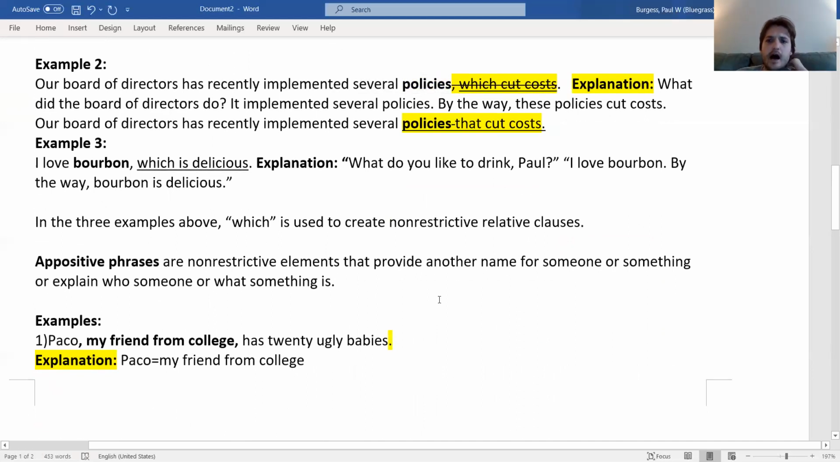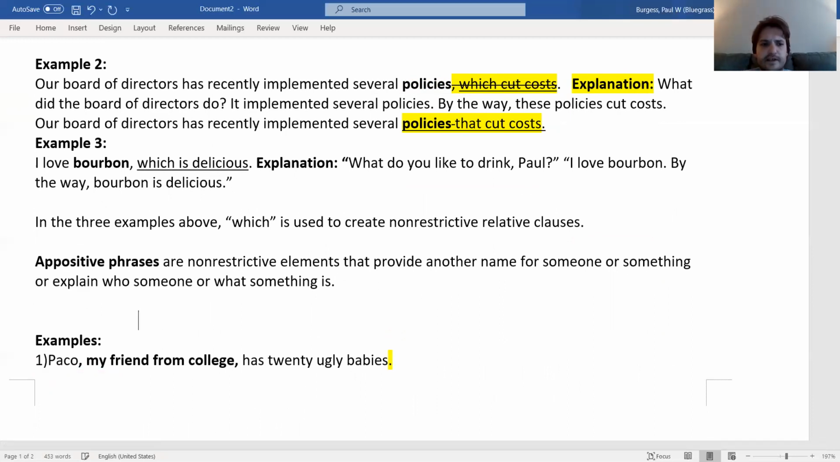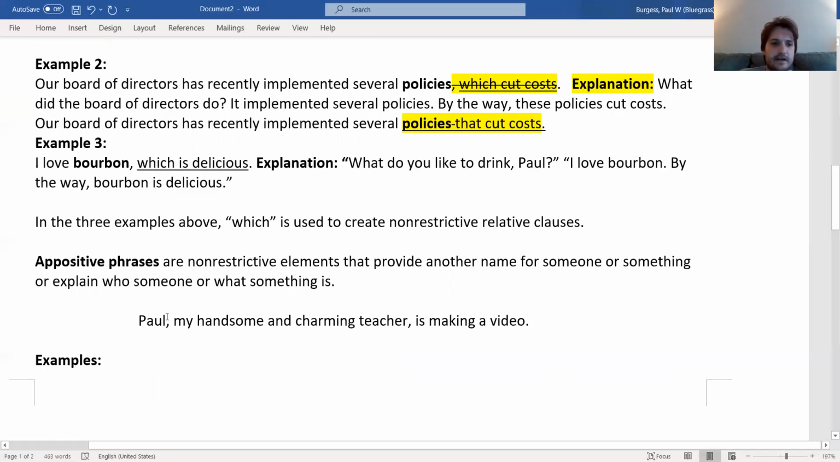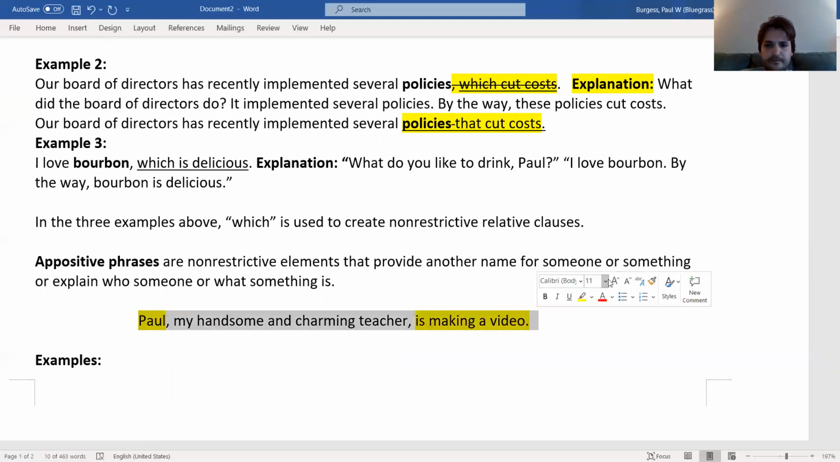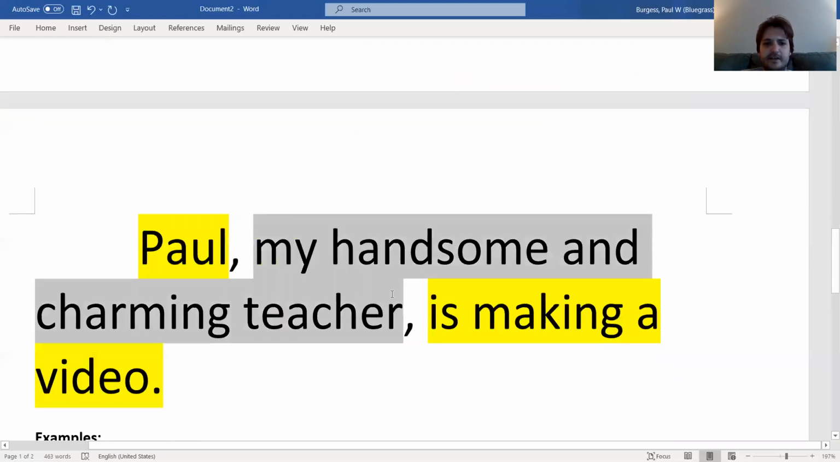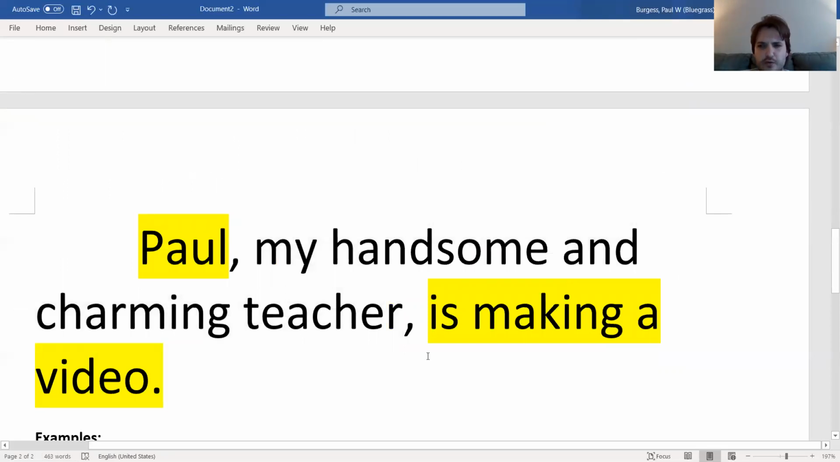A very common and important type of non-restrictive clause or phrase is what's called an appositive phrase. An appositive phrase renames something. So, for example, Paul, my handsome and charming teacher, is making a video. Okay, so Paul is making a video. That's the heart of this sentence. My handsome and charming teacher is optional information that you would only include for someone who doesn't know who Paul is. Okay? Paul, my handsome and charming teacher, is making a video. Paul is making a video.